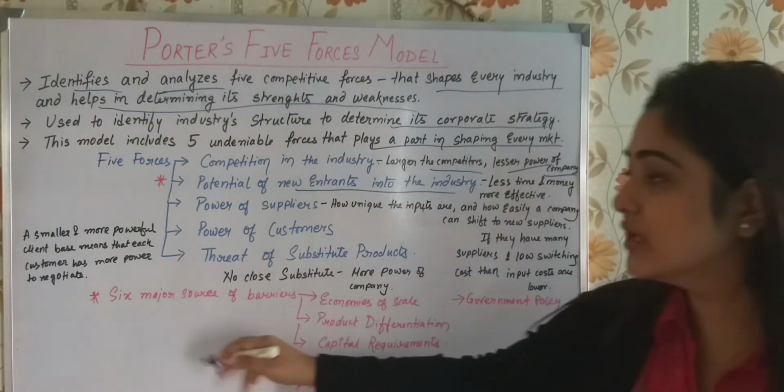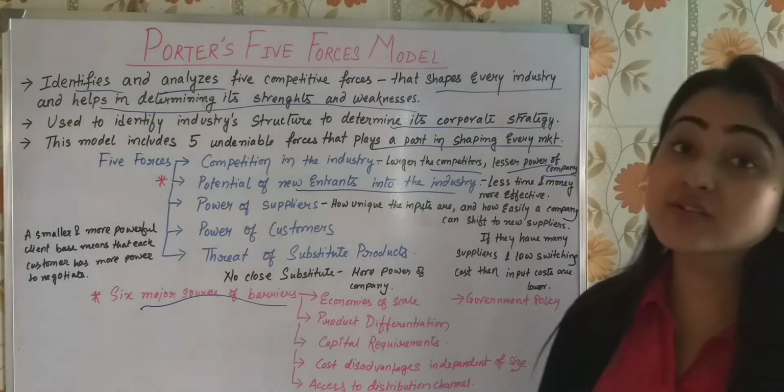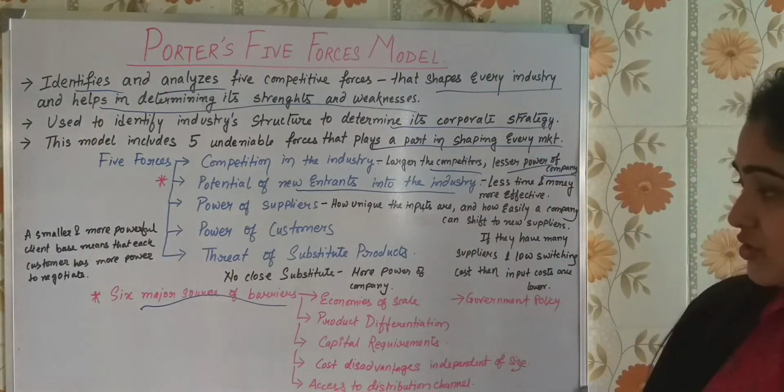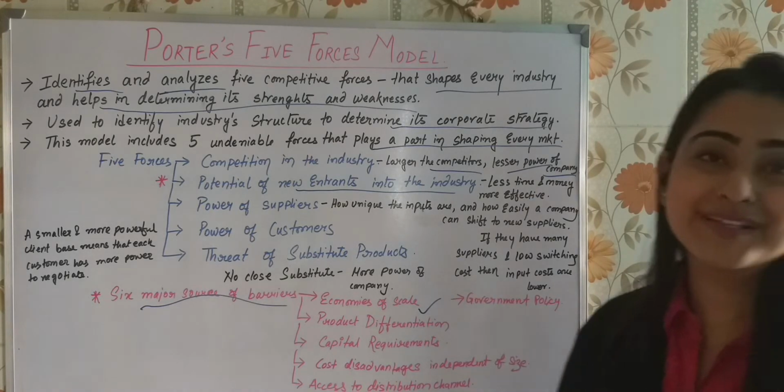Now what happens with this? There are 6 major sources of barriers. If there are barriers, then there are 6 major sources of barriers. What are the 6 major sources? First is what? Economies of scale. What do you understand by this?